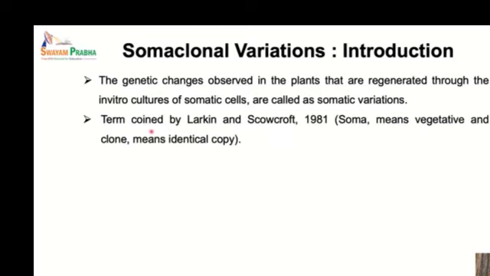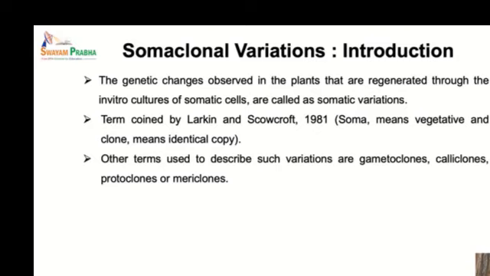The term somaclones was coined for the first time by Larkin and Scowcroft in 1981, where soma means the vegetative and clone means the identical copies. That is, the variations which arise in the vegetative clones of the plants are called somaclonal variations.